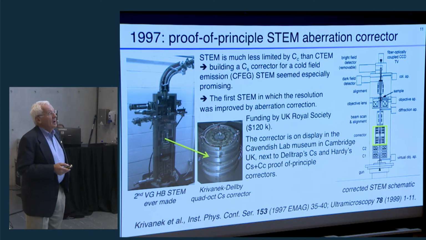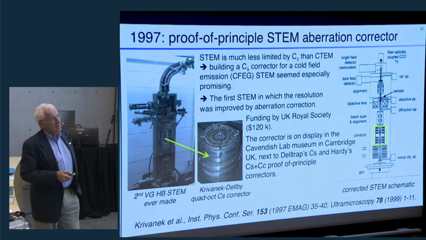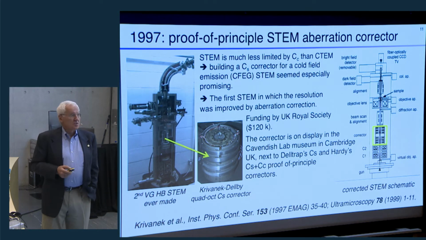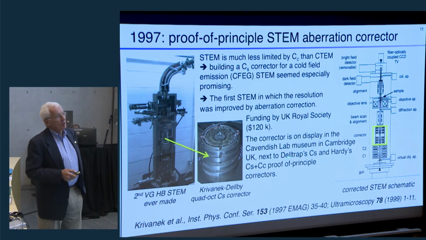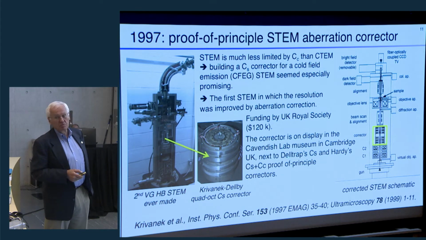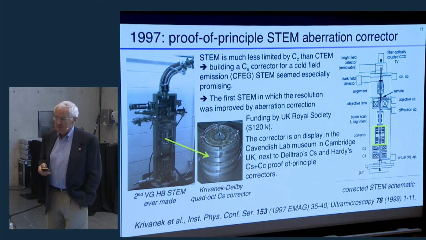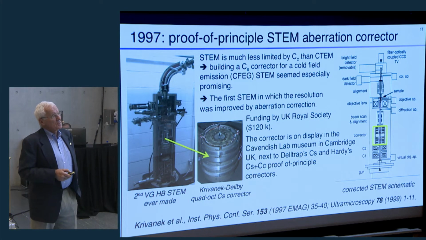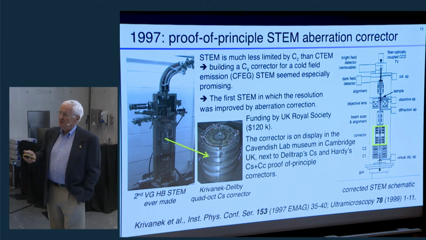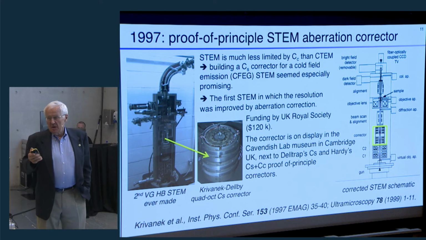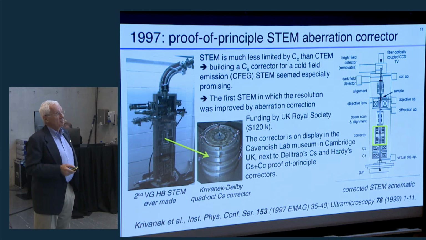corrector like this. And the corrector is now on display in the Cavendish Lab Museum in Cambridge, UK, next to Deltrap's spherical aberration corrector and Hardy's CS and CC proof of principle corrector. So we owe a lot with our quadrupole octopole corrector to Deltrap's machine. He did it back in 1965, a proof of principle CS corrector. Hardy's CS CC corrector has a lot of ideas in it that were later taken up by CEOS, and the Max Haider was showing you the SEM detector. They're not that different. It's not that different from Hardy's machine.